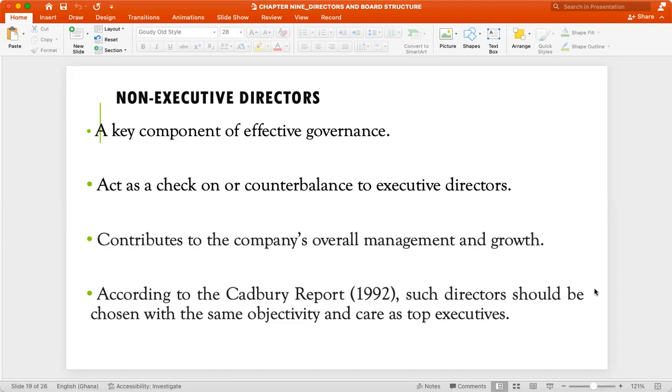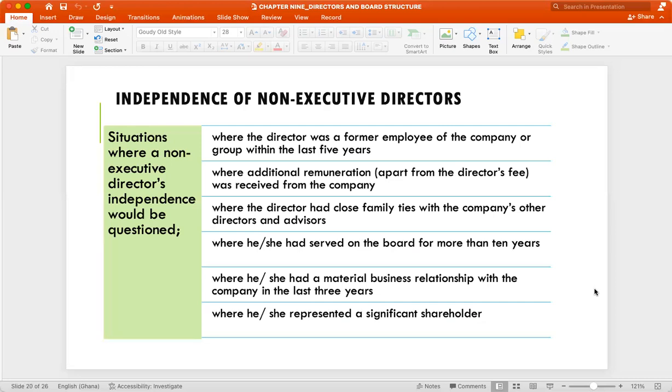According to the Cadbury report, non-executive directors should be chosen with the same objectivity and care as top executives. Okay, so you don't just pick anybody at all to come as a non-executive director. There should be people that are independent-minded and have a lot of expertise and experience in their area of specialization.